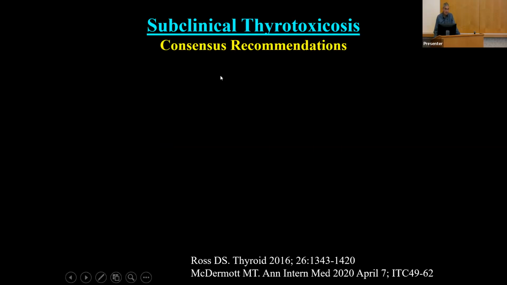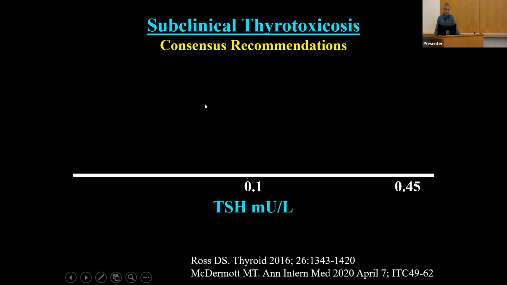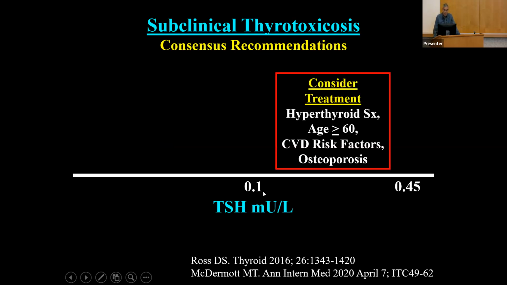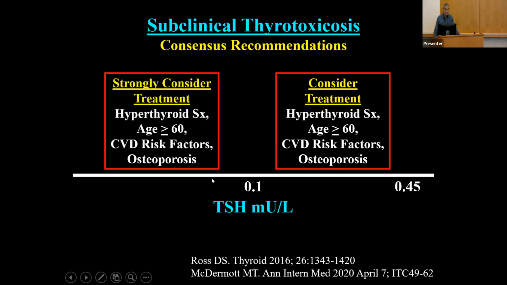So what are the recommendations for management of subclinical thyrotoxicosis? If a person has a TSH that's a little bit low, between 0.1 and 0.5, it's measurable, there's a number, but it's slightly low, you should still consider treatment if they have symptoms of hyperthyroidism, if they're over age 60, if they have cardiovascular disease risk factors, or they have osteoporosis. If their TSH is less than 0.1, you should do the same consideration, just more strongly. Strongly consider treatment for the same indications.